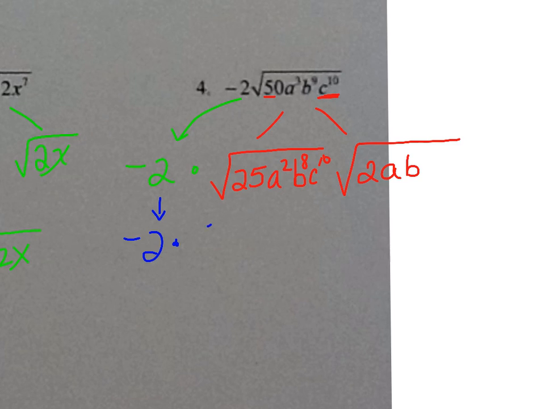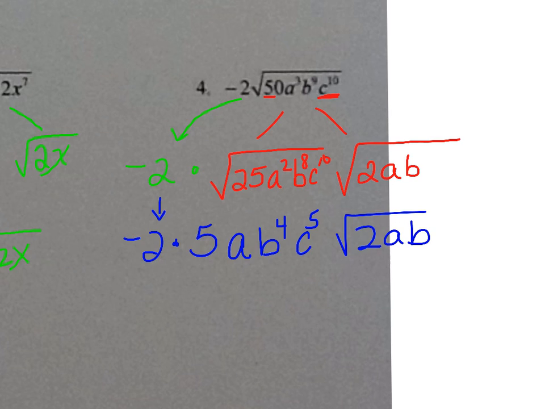The square root of 25 is 5. The square root of a squared is a, half the exponent. The square root of b to the 8th is b to the 4th. Half the exponent is 4. Square root of c to the 10th, half of that is 5. And then we have the square root of 2ab. Now multiply. Negative 2 times 5 is negative 10. a, b to the 4th, c to the 5th, the square root of 2ab.